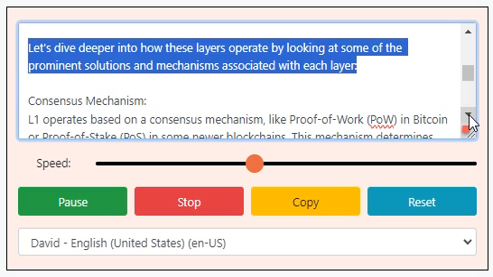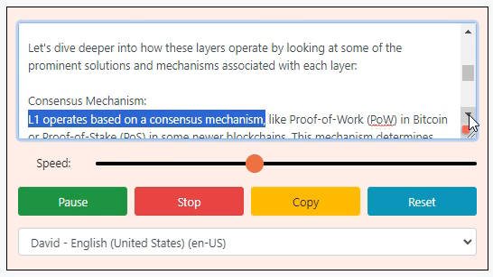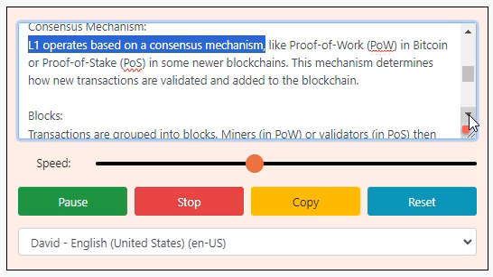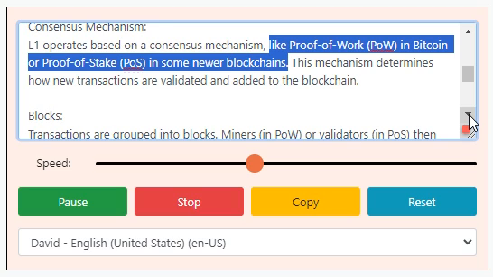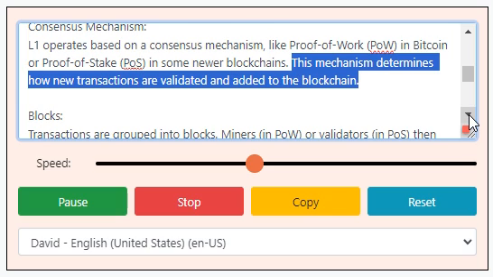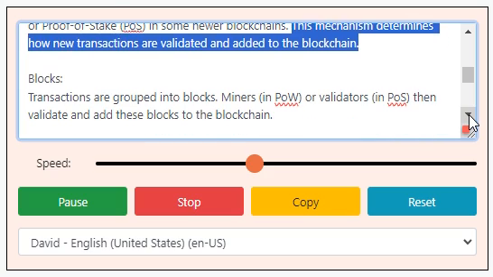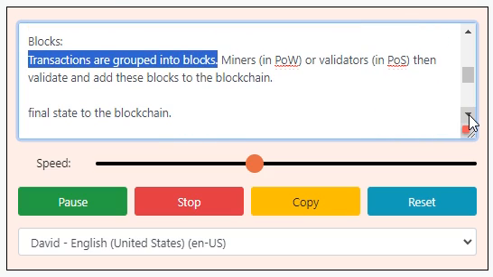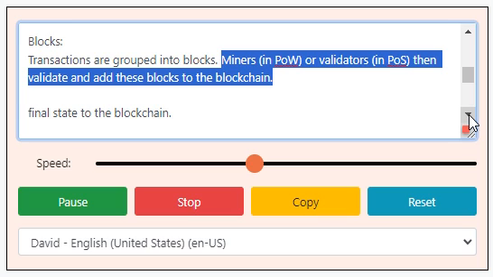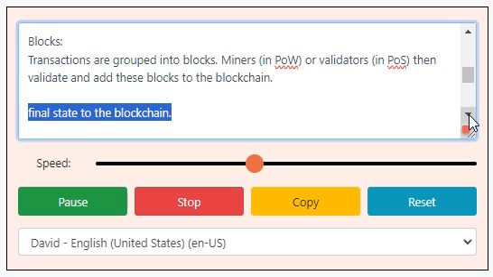Consensus mechanism. L1 operates based on a consensus mechanism, like proof of work, POW, in Bitcoin, or proof of stake, POS, in some newer blockchains. This mechanism determines how new transactions are validated and added to the blockchain. Blocks. Transactions are grouped into blocks. Miners, in POW, or validators, in POS, then validate and add these blocks to the blockchain.